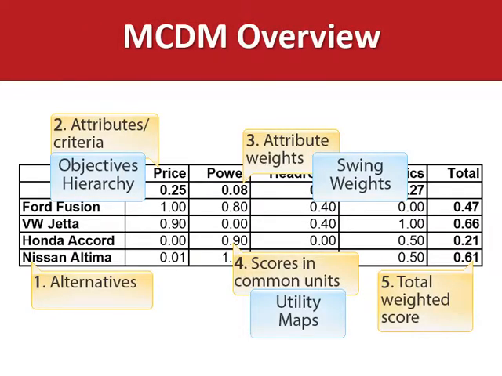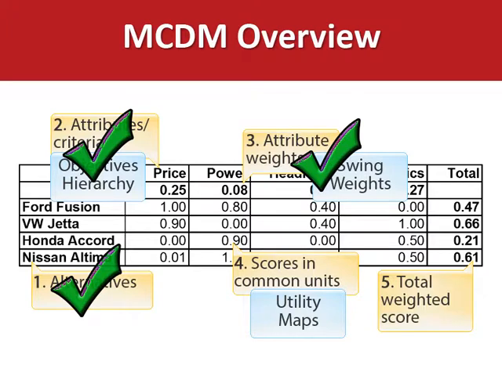So let's just review where we are in the overall decision process. We started with a finite number of cars under consideration, so we have our alternatives. Then we created an objectives hierarchy and identified some measurable attributes or criteria. Then we use the swing weights procedure to assign a weight or a priority number, if you like, to each one of the attributes. So now we're going to talk about this idea of utility maps and specifying a utility so we can score these alternatives.